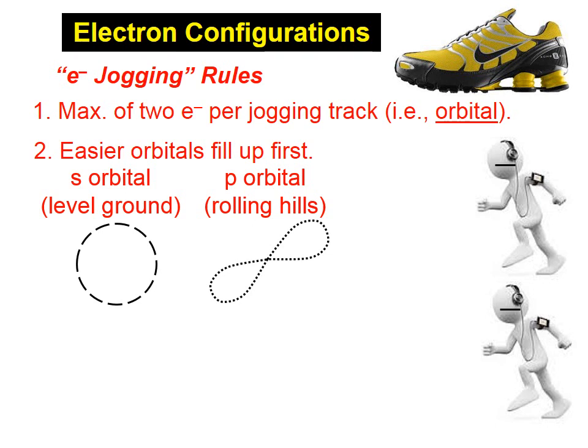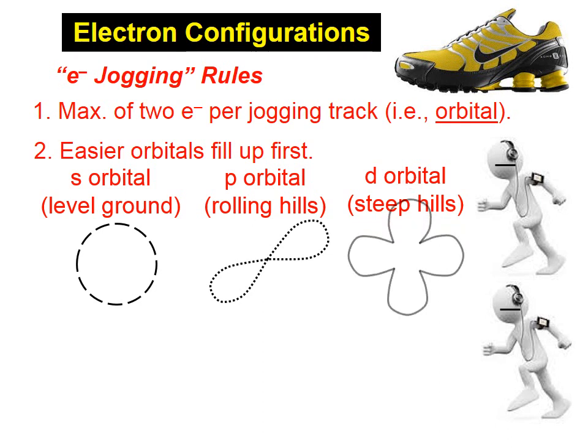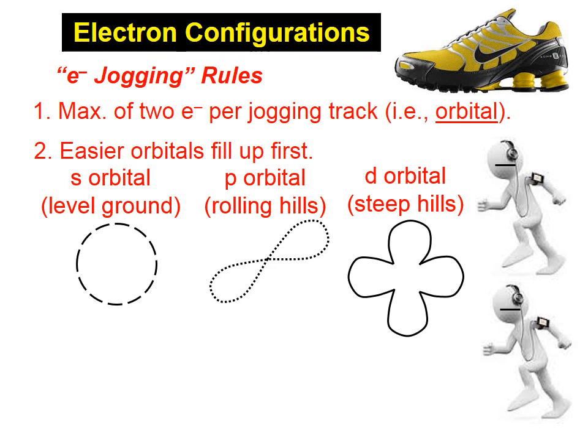If you've ever done any jogging, you know that jogging on rolling hills is a little tougher than jogging on level ground. There's one other type of track that we're going to meet in this analogy, and those are the D orbitals, and those are shaped kind of like clover leaves. And running on a D orbital, you're going to go up and down steep hills. So D orbitals are quite a bit of work.